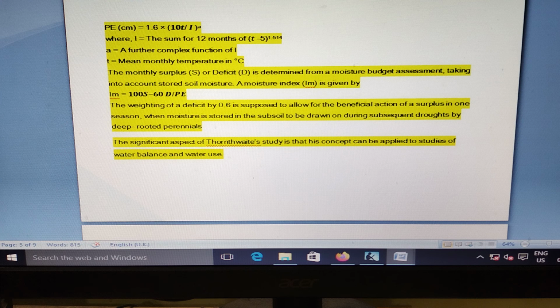And the formula is there: potential evapotranspiration = 1.6 (10t/I)^a, where I is equal to the sum of the 12 months of (t/5)^1.514. A is a further complex function, and t is the mean monthly temperature. The monthly surplus or deficit is determined from the moisture budget assessment, taking into account the stored soil moisture. The moisture index is given by (100S minus 60D) divided by PE. The weight of the deficit, 0.6, is supposed to allow for beneficiation.